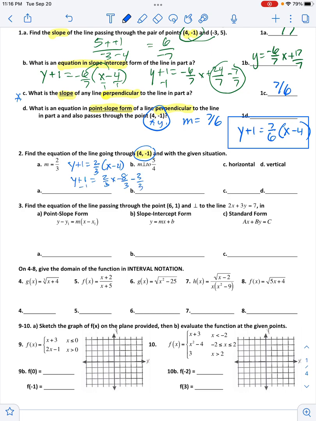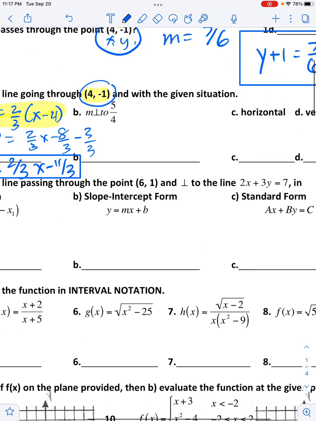So this is point slope form. If I want it in slope-intercept form, I'm going to have y equals 2/3 x, and then -8 minus 3 more is going to be -11/3. If it said point slope on the test, I'd write it like this. If it said slope intercept, I'd write it like that. So know how to go back and forth between the two.